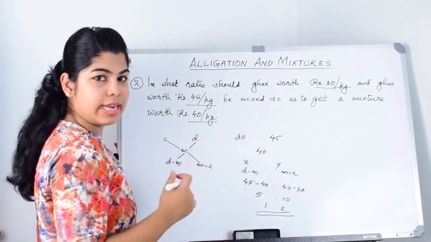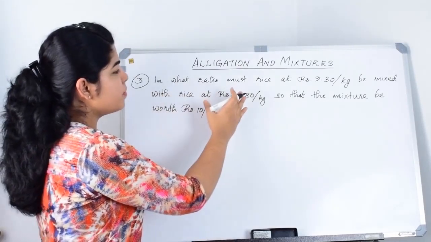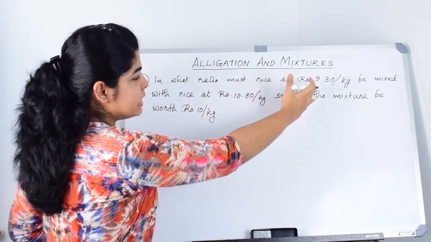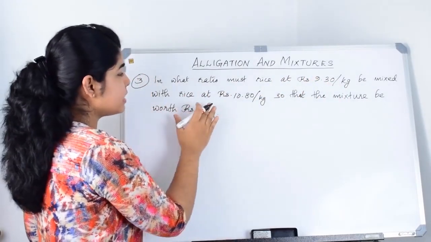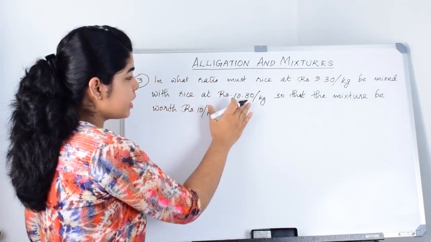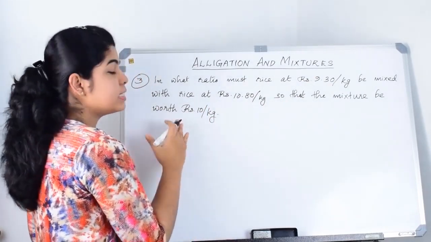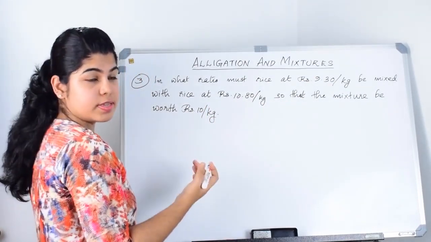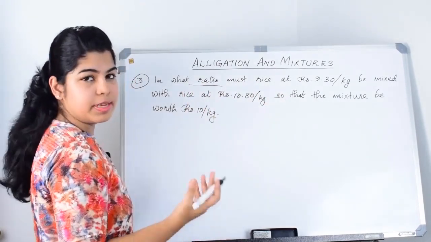Now we will solve another example. Here our question is, in what ratio must rice at rupees 9.30 per kg be mixed with rice at rupees 10.80 per kg so that the mixture be worth rupees 10 per kg? Here in this question you are asked to find the ratio in which two types of rice are mixed.